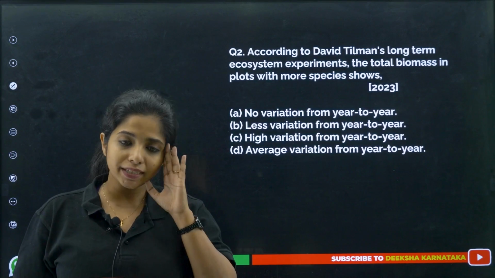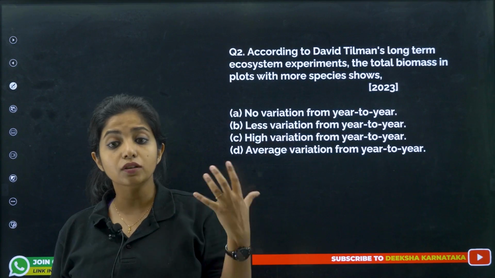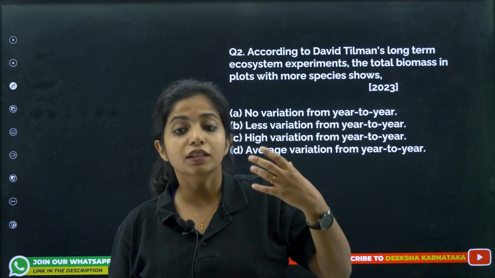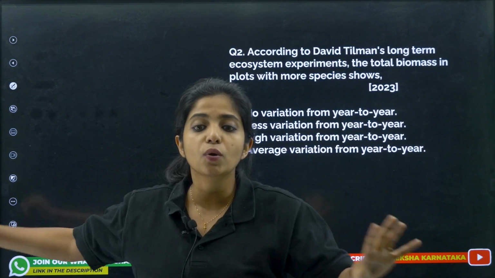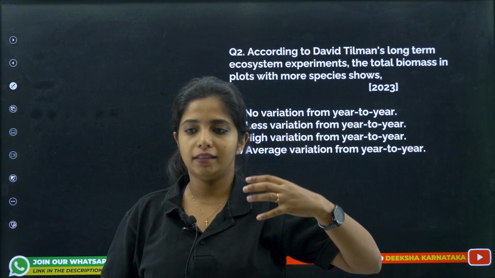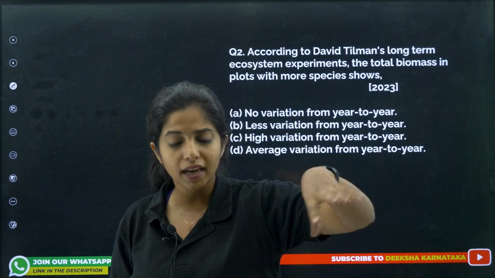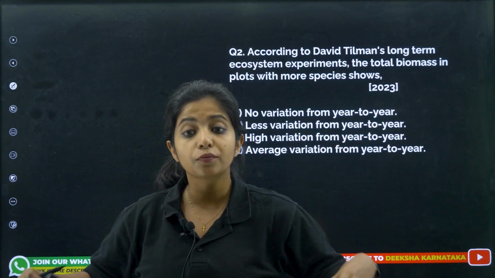According to David Tilman's long-term ecosystem experiments, the total biomass in plots with more species shows what? So I'll just tell you the basic idea. He noticed that whenever there are so many species, these species are able to utilize the resources properly. There is nothing going waste. Sunlight which is coming, there are different plants who take the sunlight. Some food which is there in our nature is eaten by different types of plants because all of them are of different species.